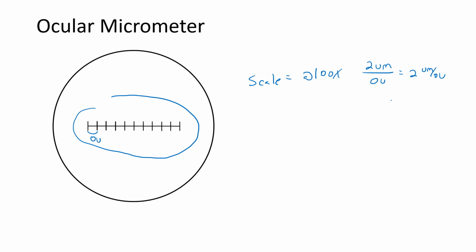And so if our specimen is 3 ocular units long, so if it looked kind of like this and spanned 3 ocular units, 1, 2, 3, then we would say that it's 3 ocular units long, and at that magnification the scale is 2 microns per ocular unit. So the ocular units would cancel out, and we would say that that specimen is 6 microns or micrometers in length.